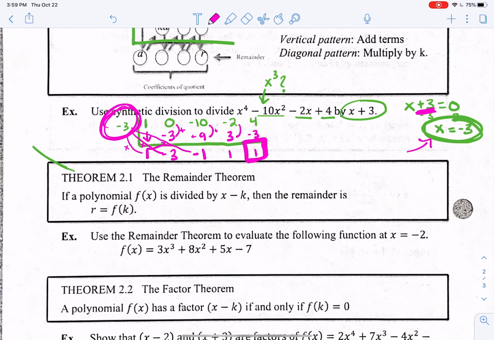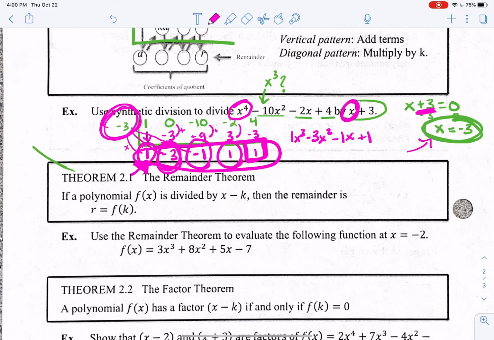Okay, so these numbers here, I want to put them back into an equation. All right, so I was taking something like x to the fourth and I was dividing by x. X to the fourth divided by x means that this term right here is going to start out as an x to the third power, okay? And this coefficient in front of it is 1. So we would start with 1 x to the third power. Then this negative 3 here would be minus 3x squared minus 1x plus 1, because that's a positive 1. And then plus my remainder, which is 1 over what I was dividing by, x plus 3.